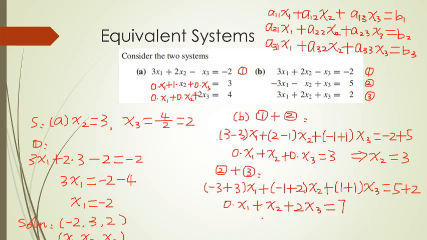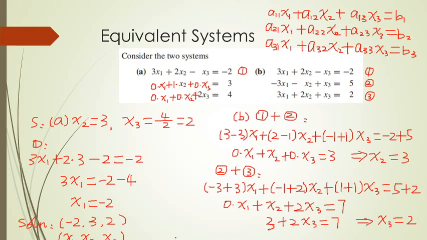So what is x3? Here we already know x2. So that is 3 plus 2x3 equals 7. Any mistake? Oh, here is 3, sorry. Here x2 is 3. Yes. So my x3 is 2. So I solved that x2 is 3, x3 is 2.